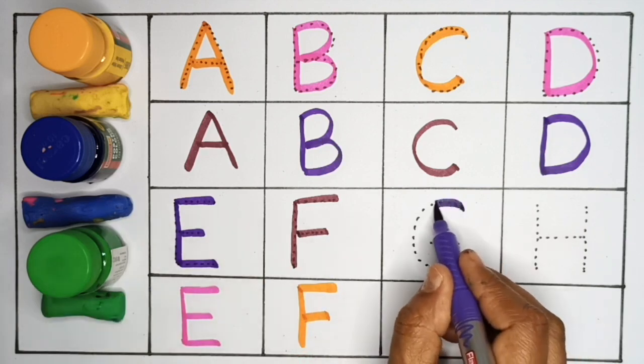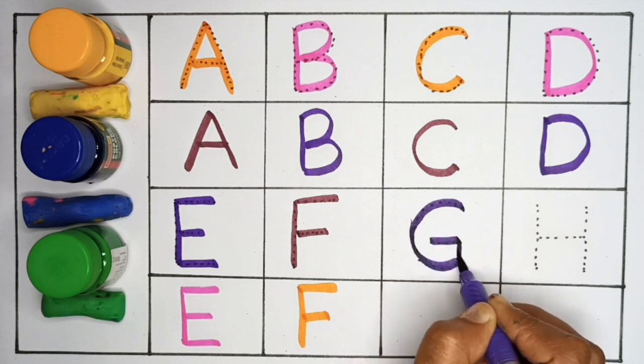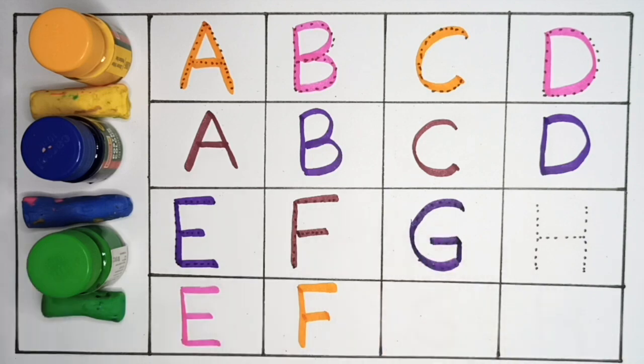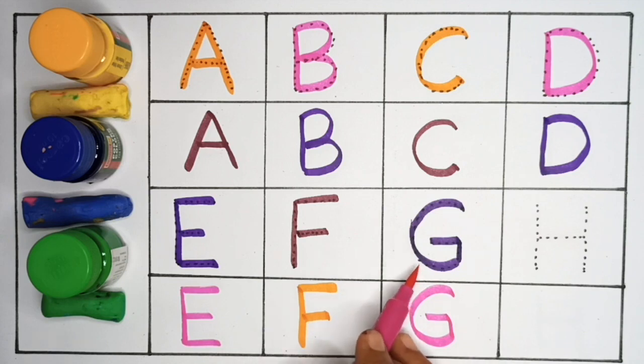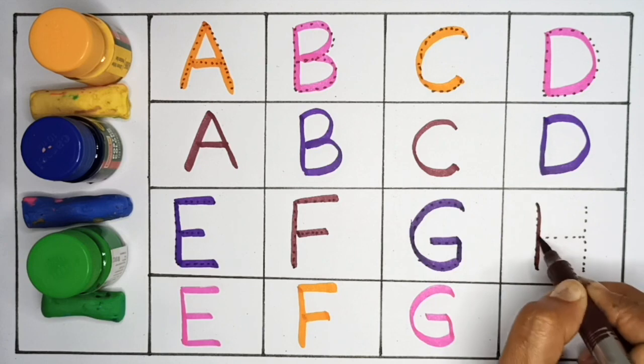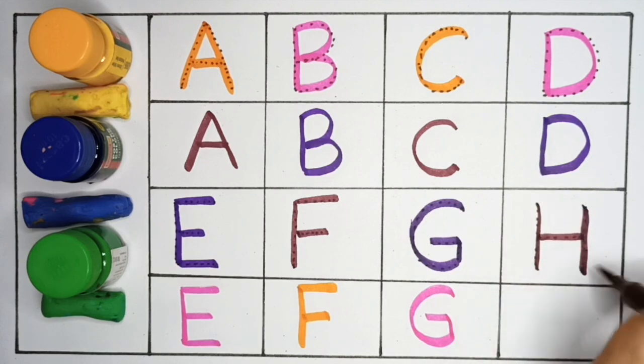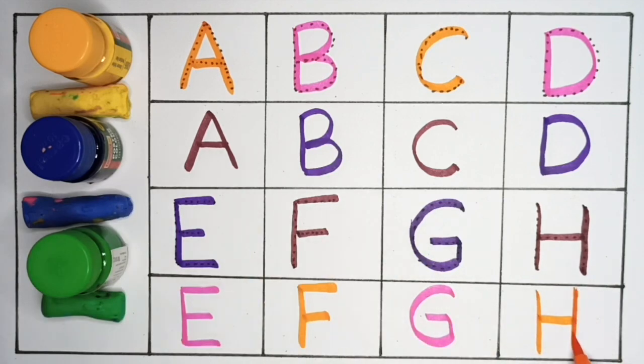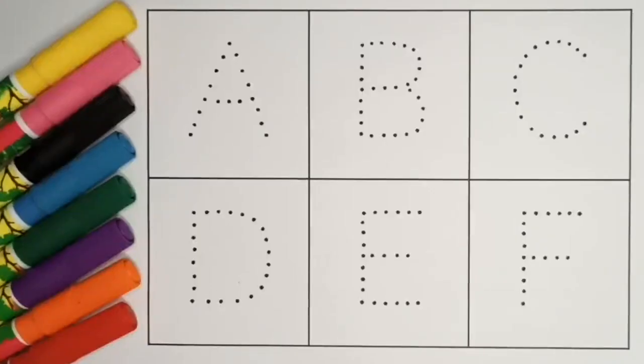G. G for grapes. G. G for grapes. H. H for hen. H for hen. H. Thank you.